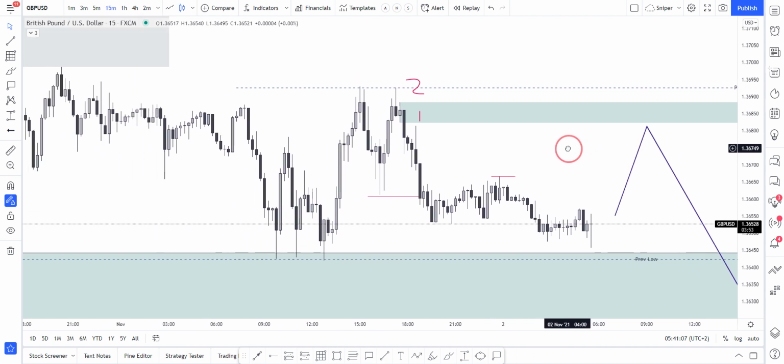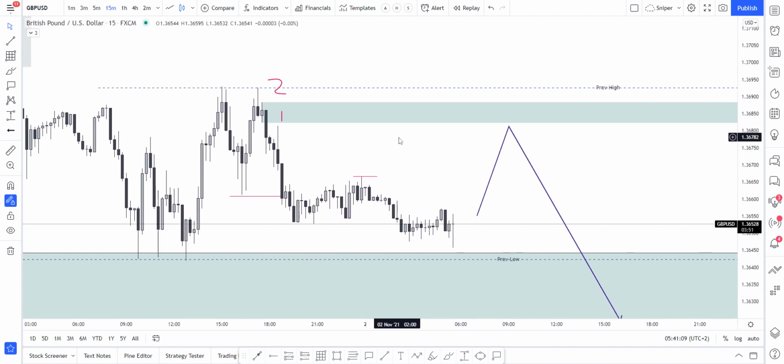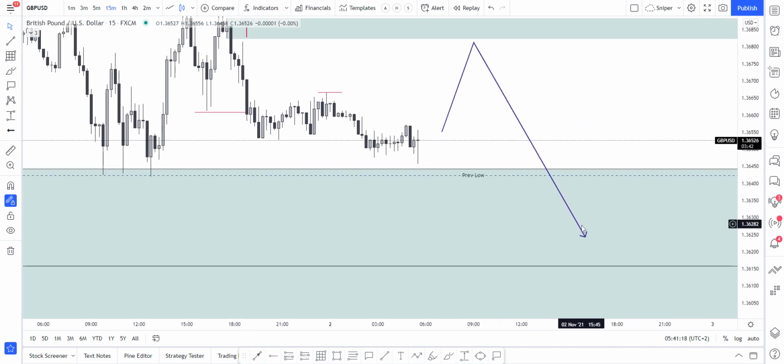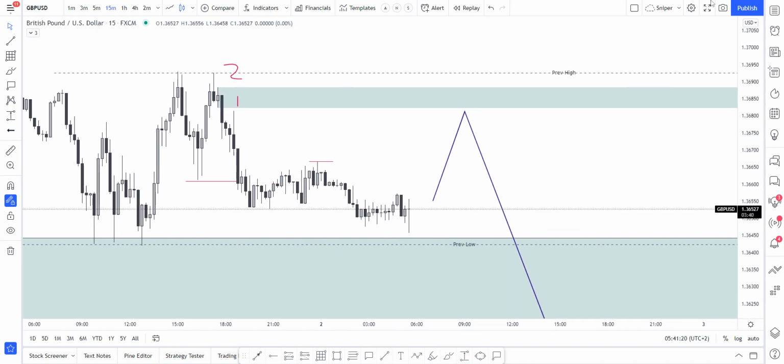So I do think it's a bit choppy, not as clean and clear as we would love it to be, but it is what it is, and we need to just work with what we have. If we don't get anything on GU, then potentially EU is the better one. Let's have a look at EU.